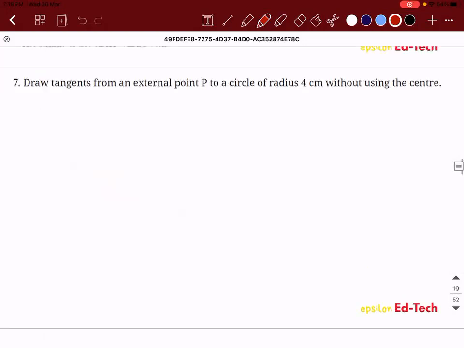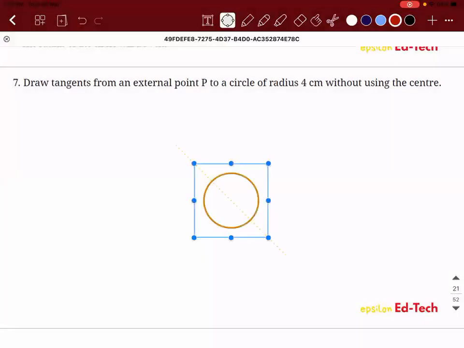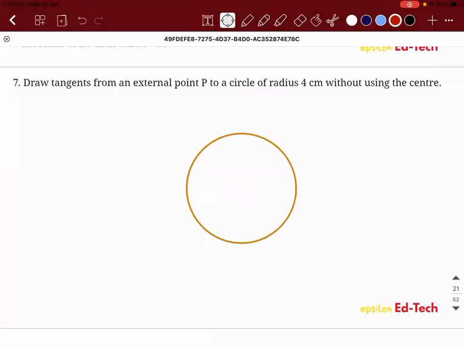Draw tangents from external point P to the circle of radius 4 centimeters without using the center. So how to draw? Sir, drawing 120 degrees at any point on the diameter, and drawing 90 degrees at the surface of the circle and connecting them. Okay, tell me step by step. So draw tangents from external point P to a circle of radius 4 centimeters. So you have drawn a circle of radius 4 centimeters.